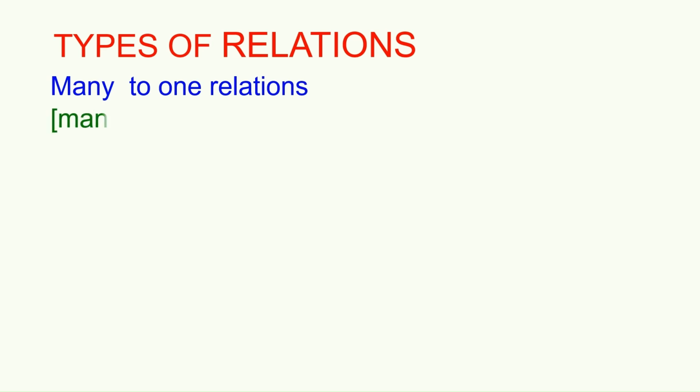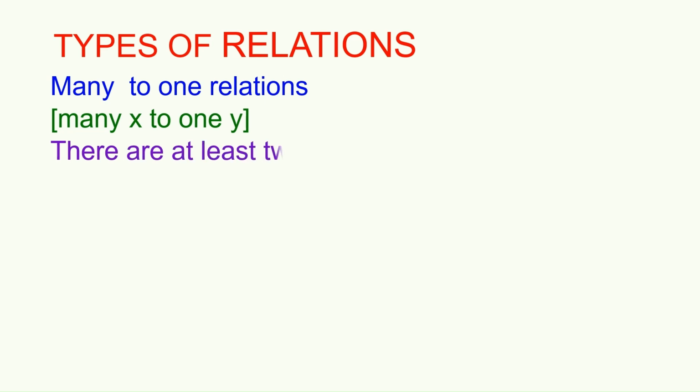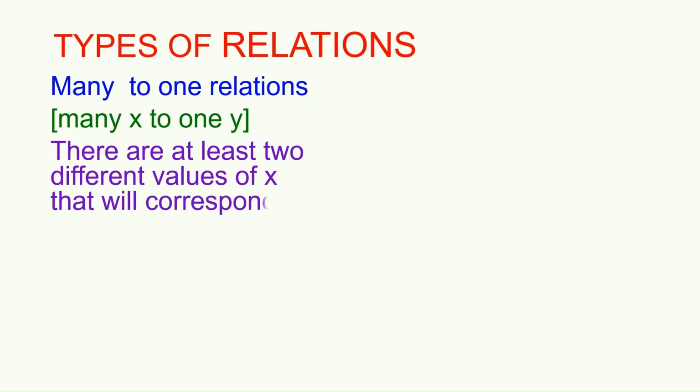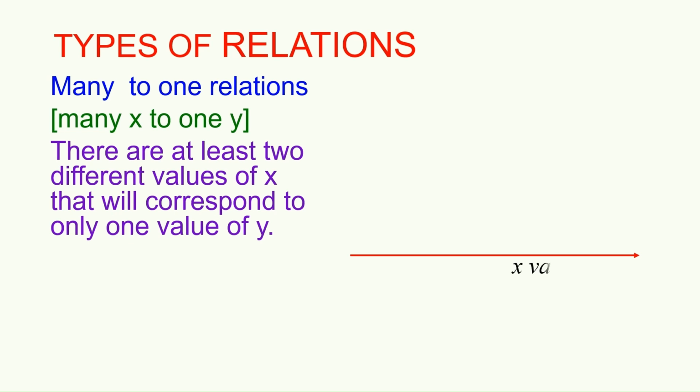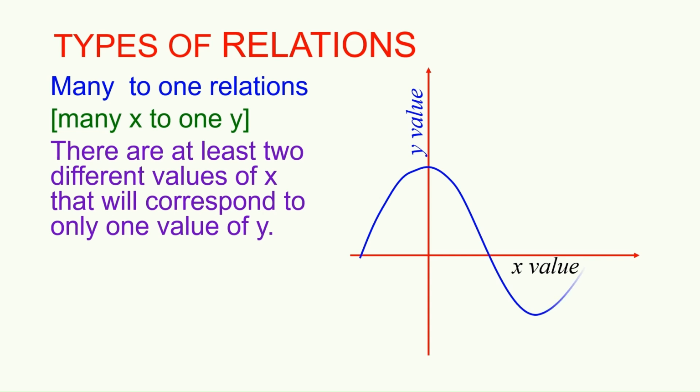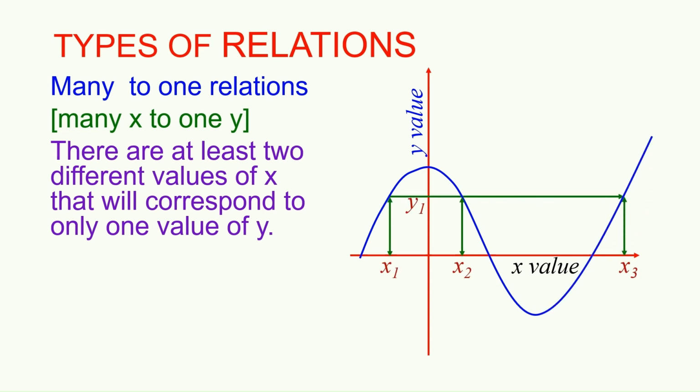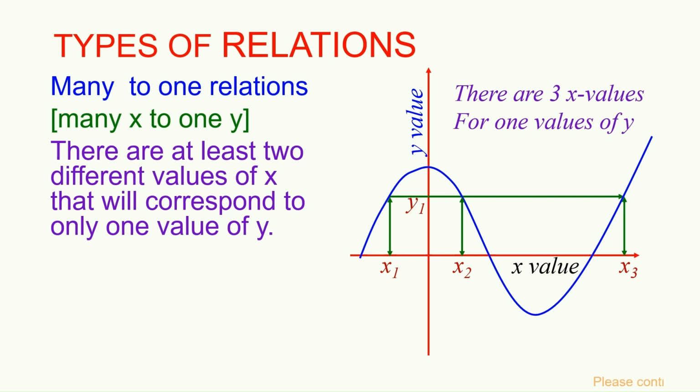Many-to-one relations, many x to one y. There are at least two different values of x that correspond to only one value of y. To explain it further, we draw a function of x, or y versus x, on the Cartesian plane or graph. Three values of x, x1, x2 and x3, on the curve have the same value of y, y1. This represents a many-to-one relation between x and y.